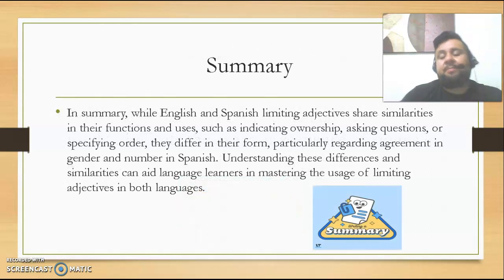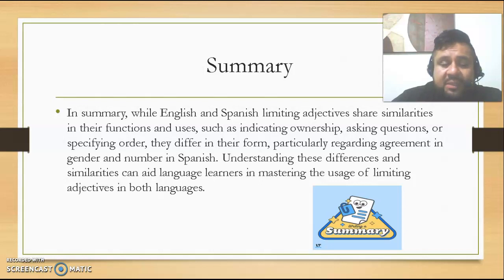The summary. I hope you enjoyed this video. I briefly tried to explain a little bit about these limiting adjectives. Of course, you need to understand that you have to practice and you have to understand how important the proper use of the adjectives is. To finish with this video, I will give you the summary.